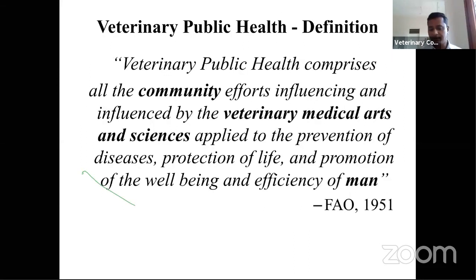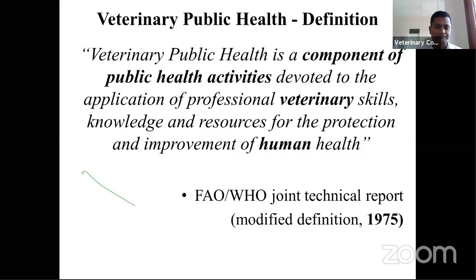1951 was the first definition, and in the year 1975, earlier there was one global agency, FAO, now one more global United Nations agency joined hands together, the World Health Organization. The World Health Organization is a body that takes care of the health of the globe, human health of the globe. That organization joined hands with FAO, and in their joint technical report, they modified the previous definition that was given by only FAO. The new modified definition was given in the year 1975, and it reads like this: veterinary public health is a component of public health activities.